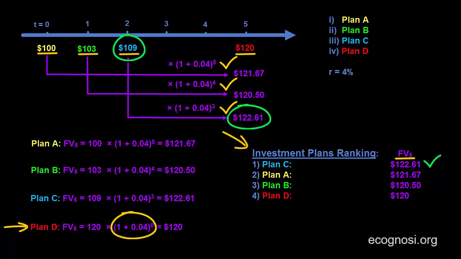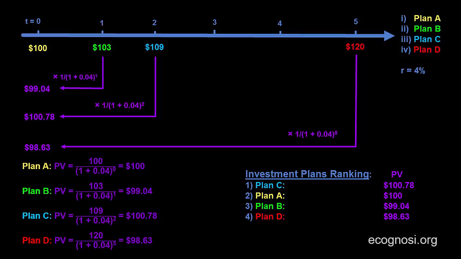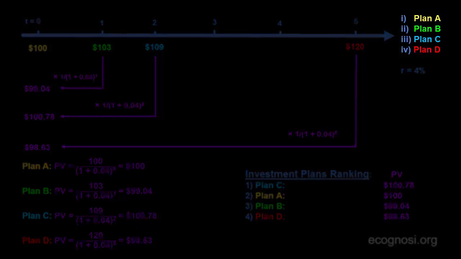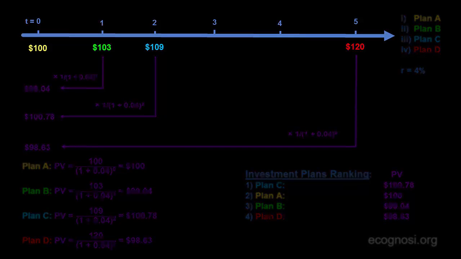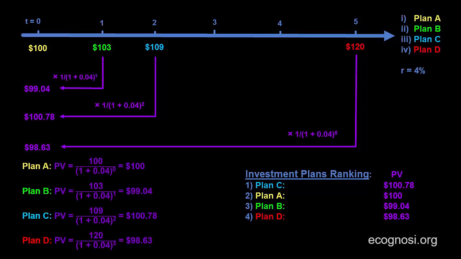In the previous video, we ranked our investment plans by taking them all at year 5. We will now run an equivalent analysis, but this time we will rank our plans by calculating their present values. As a quick reminder, we have 4 investment plans, and the different colors over here coincide with those on the timeline to distinguish the amounts offered by each of the plans.